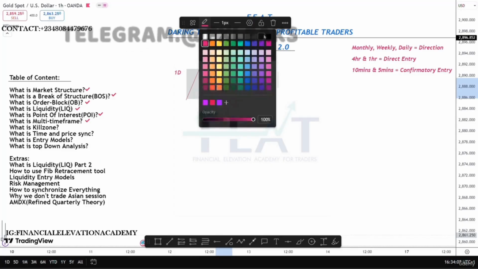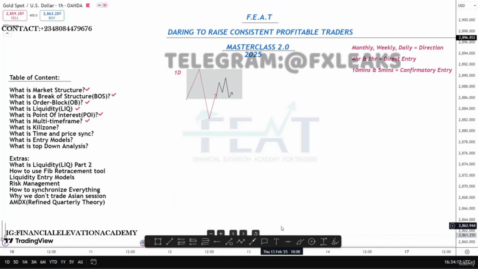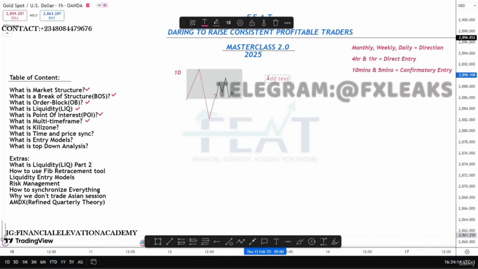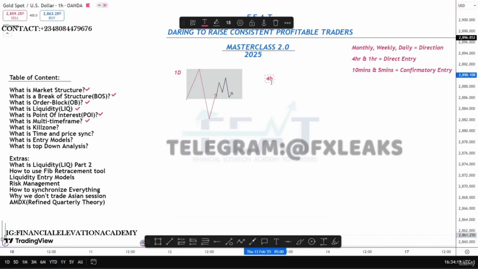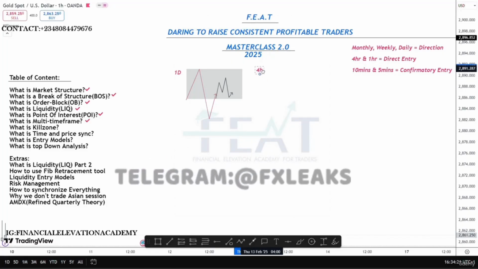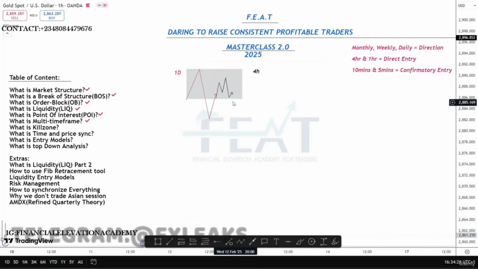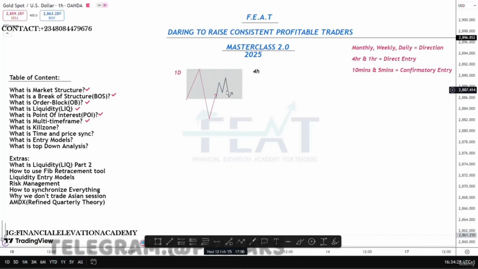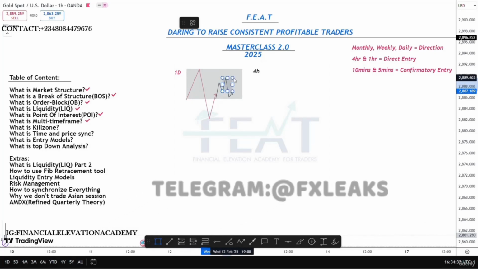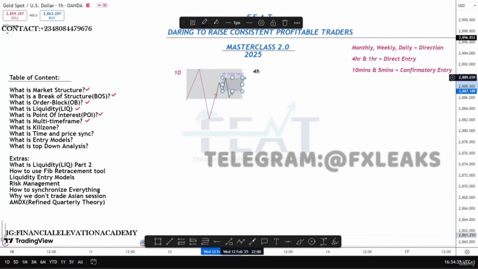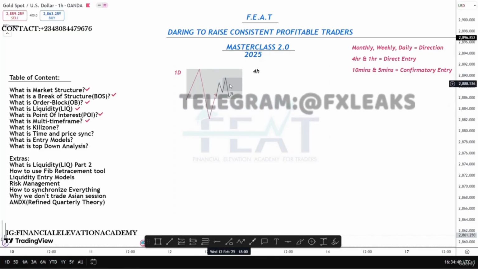So let's say 4 hours, we use black. Four hours, 4H. Alright, so now you've seen the 4H do a sell break of structure. Now you mark the other block of the 4 hour. Now what you are expecting price to do is to come into one of the POIs.